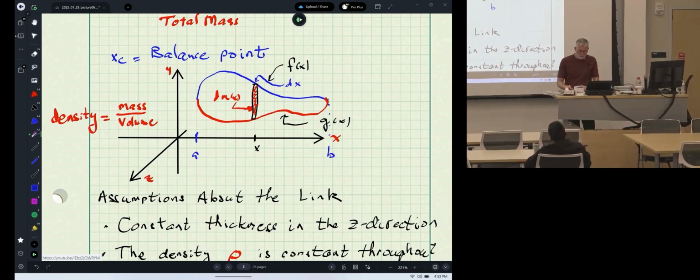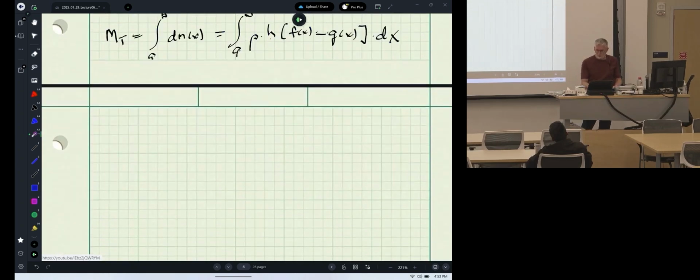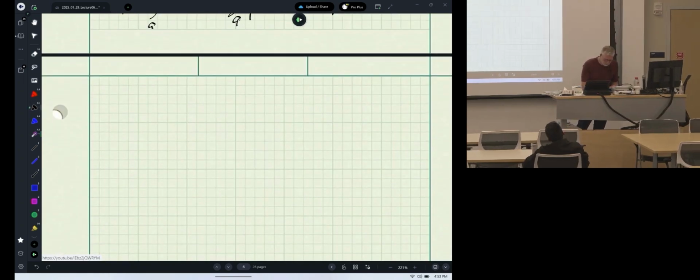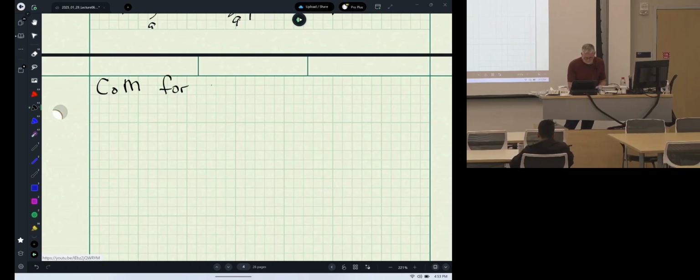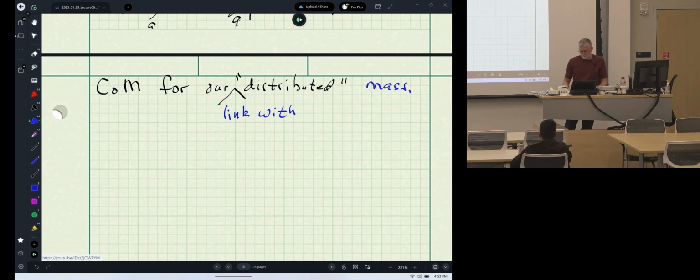Okay, so we've got the total mass. Let's start working on center of mass. For our link with distributed mass, I should say, would be better English. You can make your notes better than mine. Okay, so let's look at the center of mass there.